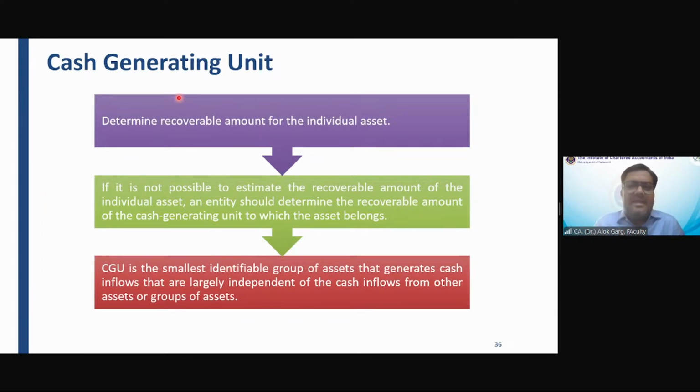Correct? Is there anyone who does not know the concept of cash generating unit? It is there in AS 28 also. Anyone who does not know the concept of cash generating unit? If you have forgotten the concept of cash generating unit, that is okay. But is there anyone who has not heard about cash generating unit? So cash generating unit is the smallest identifiable group of assets which can generate cash flow independently.